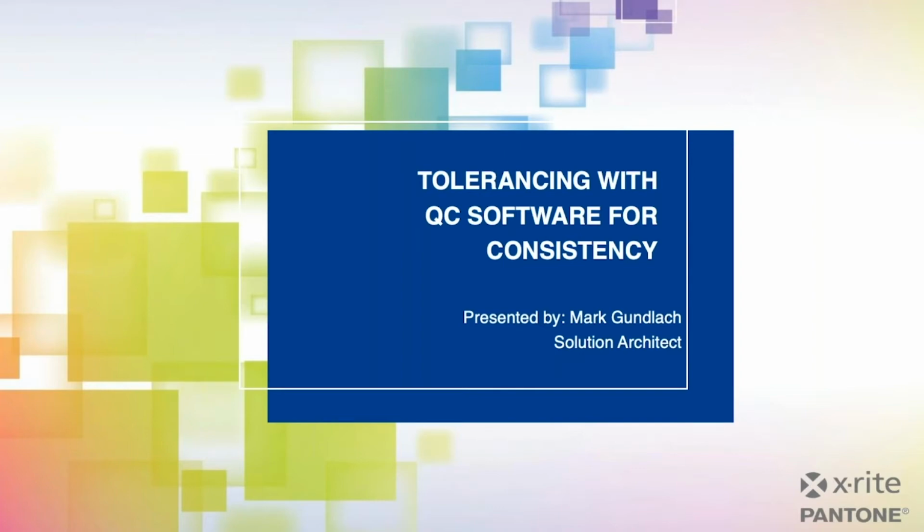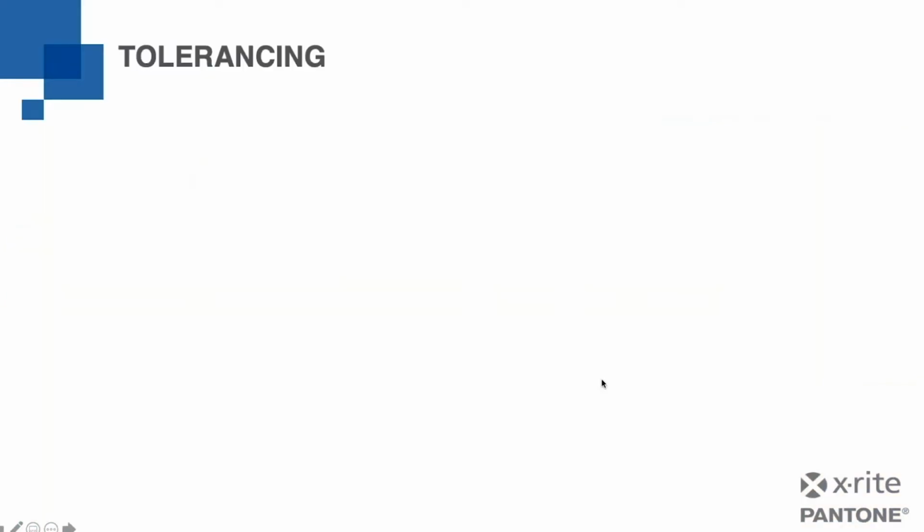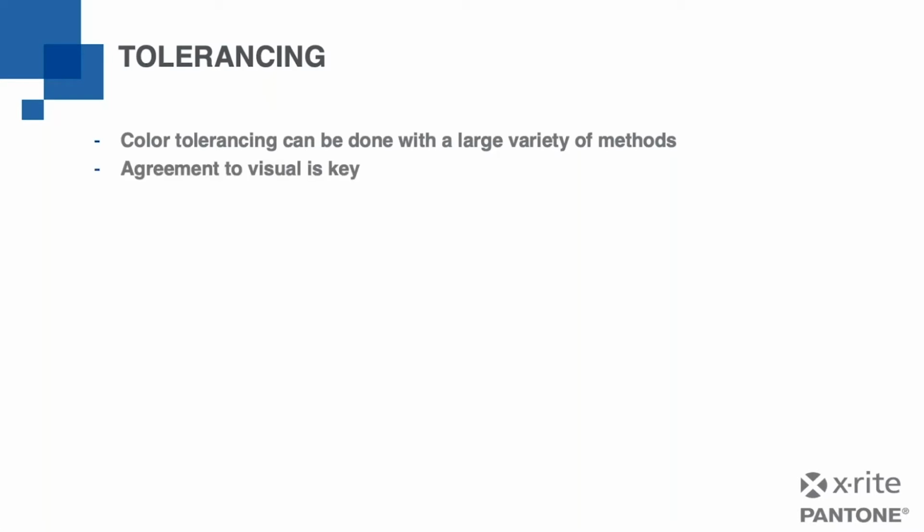Great, thanks, Robert. Let's get into tolerancing with QC software for consistency. Color tolerancing can be done in a number of different ways. The big key is that we get visual agreement. Are we actually seeing in our software the same things that we're seeing visually with a physical observer?